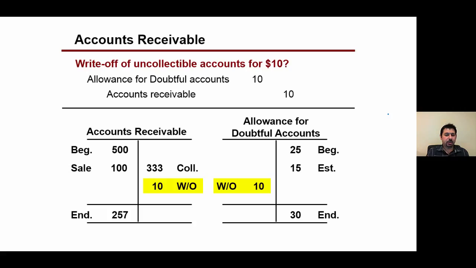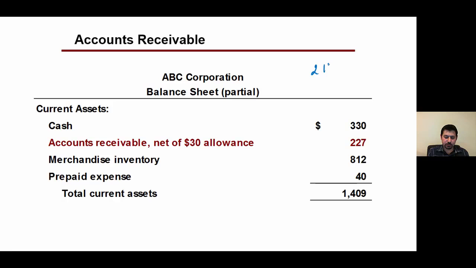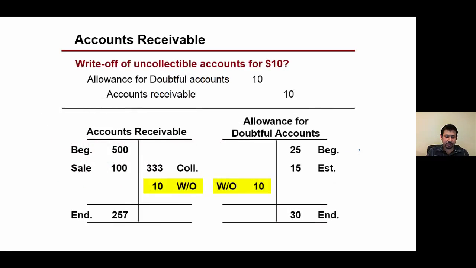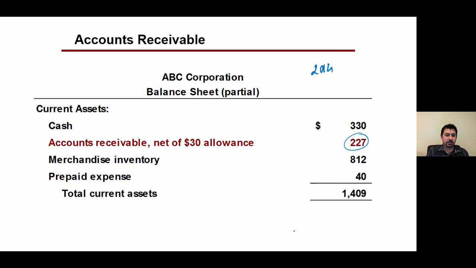As a result, at the end of 2014, the company will list accounts receivable net of $30, as they will report accounts receivable at a cash realizable value of 227, which is basically 257 minus 30. So it will be net of $30 allowance, it's 227, which is 257 minus $30. This is the recording of the accounts receivable and the allowance for doubtful accounts.